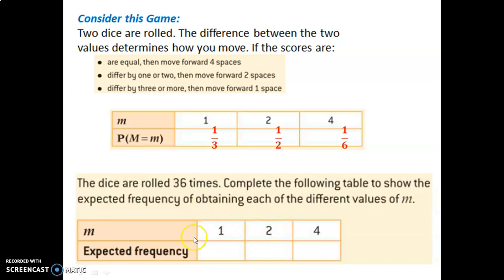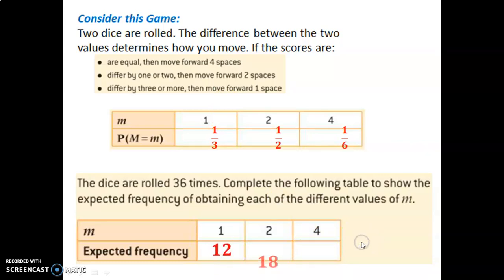Okay, so frequency means how many times it would happen, right? So out of 36 rolls, how many times would you expect your move to be a move of 1 based on this given table? And out of 36 rolls, how many of your moves would you expect to be 2 spaces? And then how many would you expect to be 4 spaces? Please fill that in. All right, let's take a look.